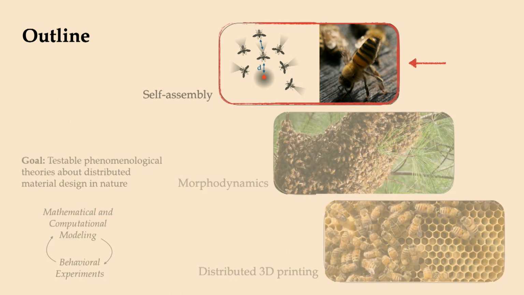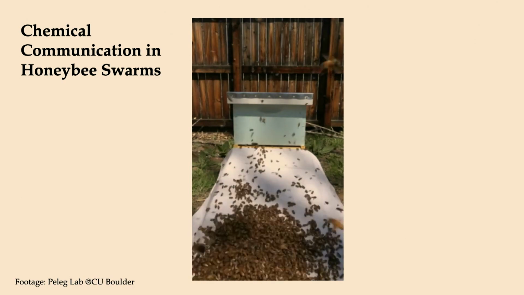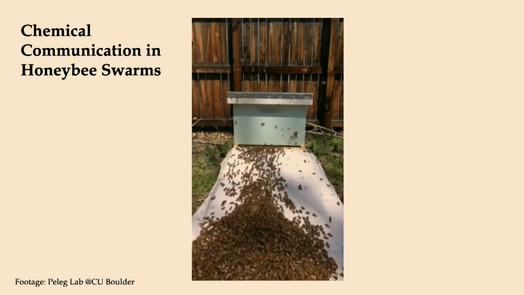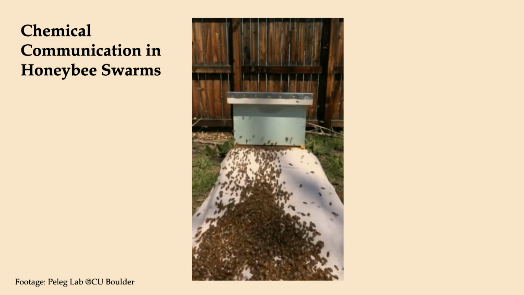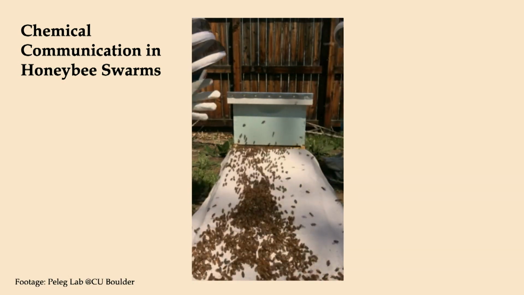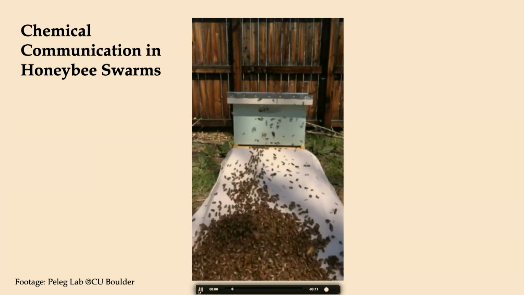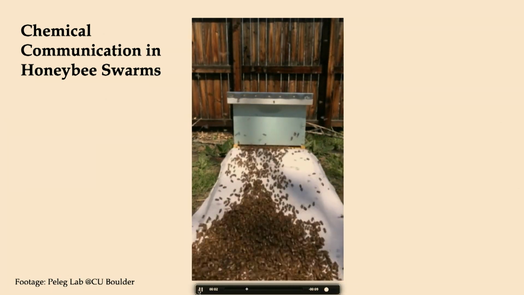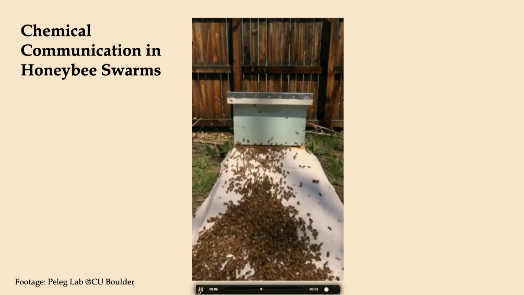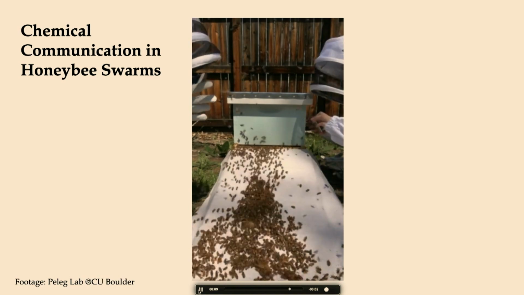So let me start with self-assembly. This is a movie showing a commercial honeybee hive. This is this little box here. All these bees, these are the worker bees, and they somehow know where to go. The queen is already inside. I'll play this again. They march up into the entrance of the hive, which is this really narrow slit over here. And how do they do this?